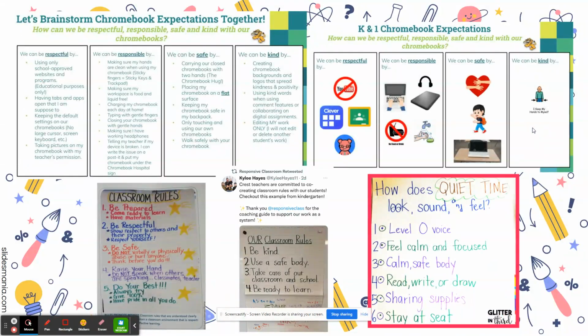So in our classrooms in the beginning of the year so far, we have brainstormed Chromebook expectations together with our Tiger Cubs in third and second grade and kindergarten and first grade. I know fourth and fifth grade teachers, you did it too. We also took the responsive classroom approach and came up with classroom rules as a class.